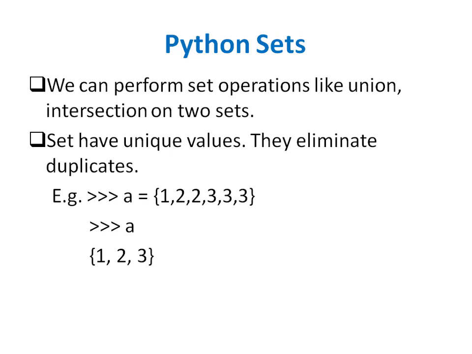Now, sets have unique values, as I've already told. The values are unique in a set. They cannot be repeated. So whenever we declare a set with a number of similar elements, it will eliminate the duplicates. For example, A is equal to {1, 2, 2, 3, 3, 3}. If we print A, that is going to print {1, 2, 3}, and the repeated elements will be eliminated.